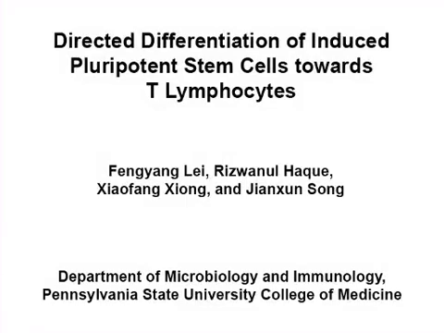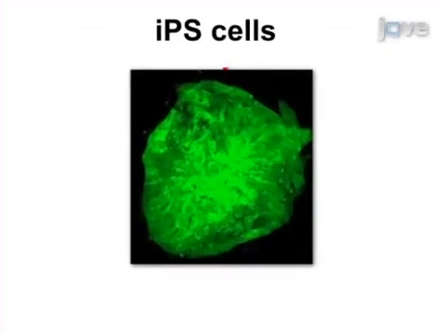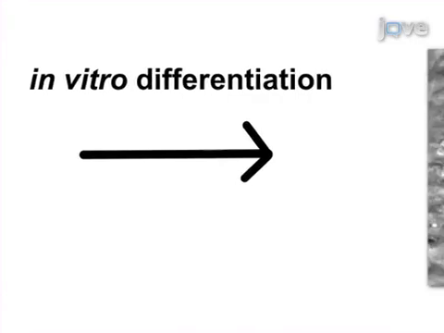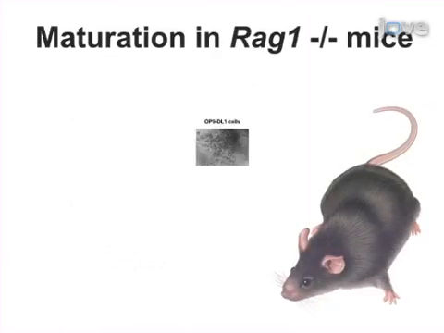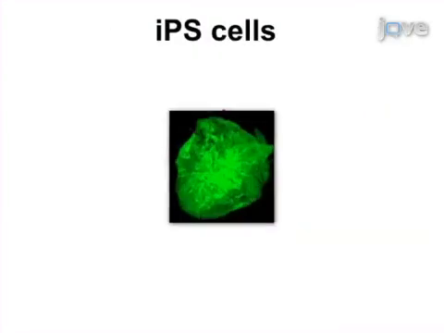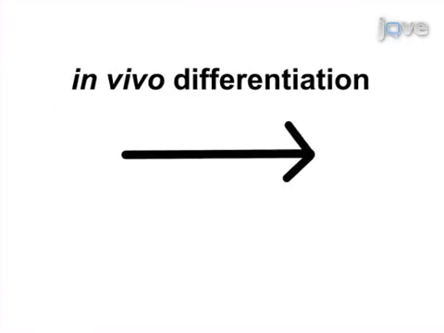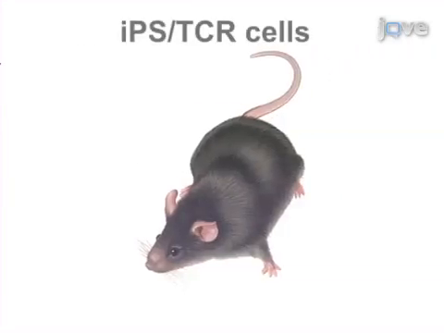The overall goal of this procedure is to generate and characterize T lymphocytes from induced pluripotent stem, or iPS, cells. The iPS cells can then be differentiated in vitro on an OP9DL1 culture system and then matured in vivo in a RAG-deficient mouse. Or the cells can be genetically engineered to overexpress OT1 TCR and then adoptively transferred for in vivo development.